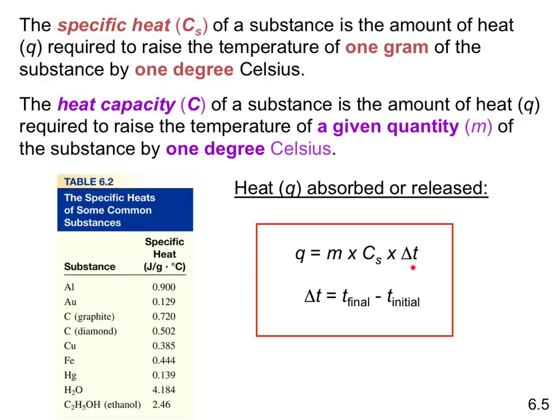Now, one more thing I want to point out: delta T, remember, is always final minus initial. So we would take the initial temperature of the solution or of the water in the calorimeter, and then we would take the final temperature, and then we would subtract initial from final to get our delta T. So this is what we're going to be using our Q equals mc delta T equation for in subsequent steps.